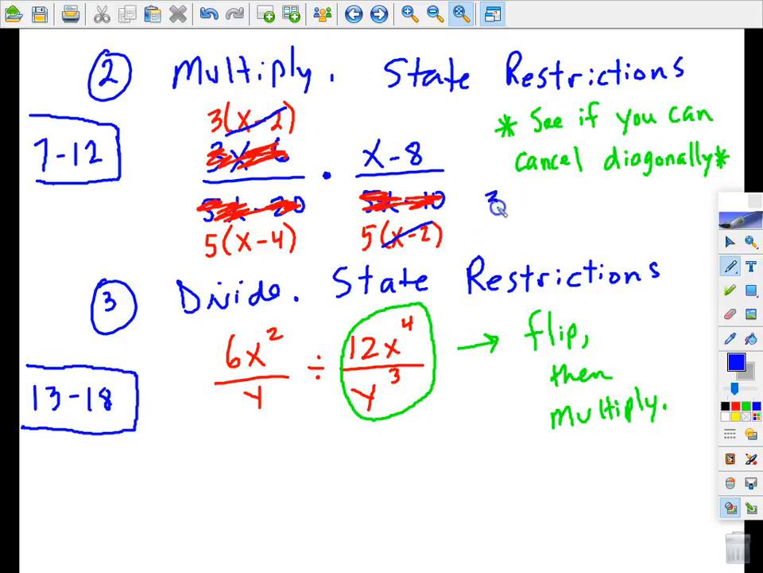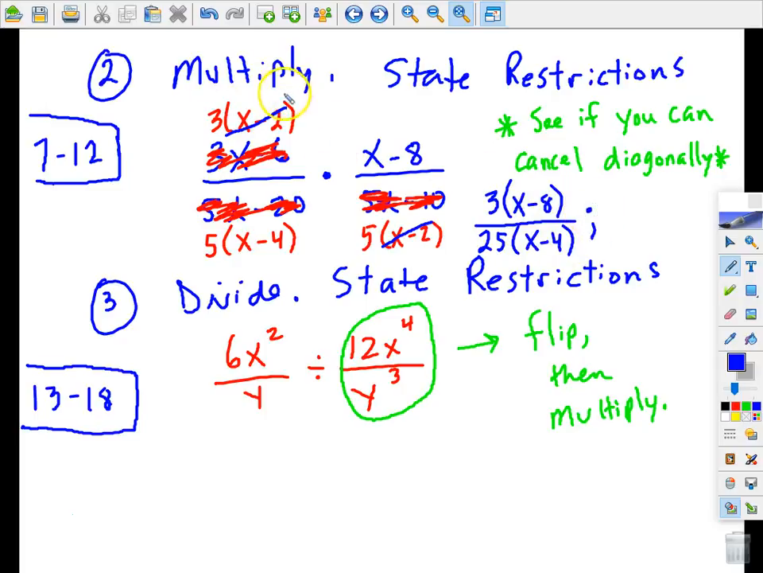So this would be my answer to the multiplication part of the directions. I will have 3 times x minus 8. That's just multiplying straight across the top. And the denominator will be 5 times 5, which is 25, times the quantity x minus 4. Now, I'm going to say that for this assignment, it's okay to leave your answers in this factored form. In other words, you do not have to use the distributive property to multiply this out. So save yourself a little bit of time.